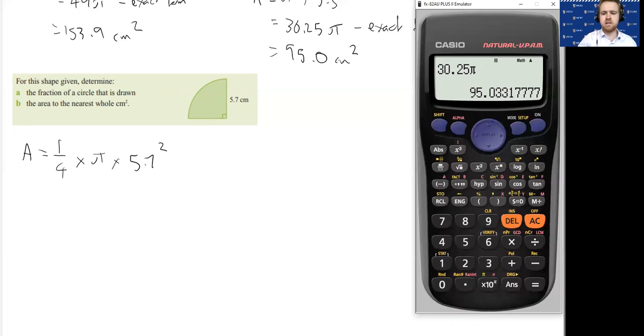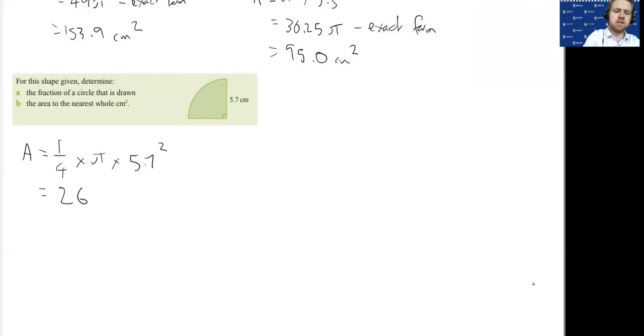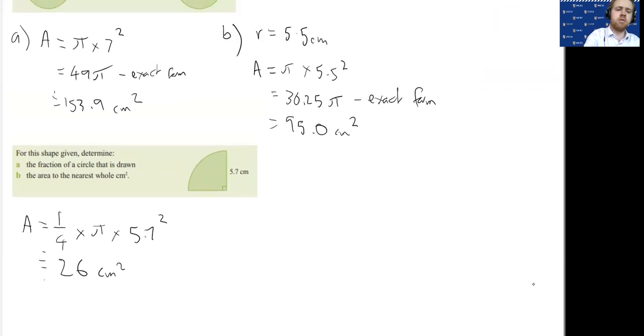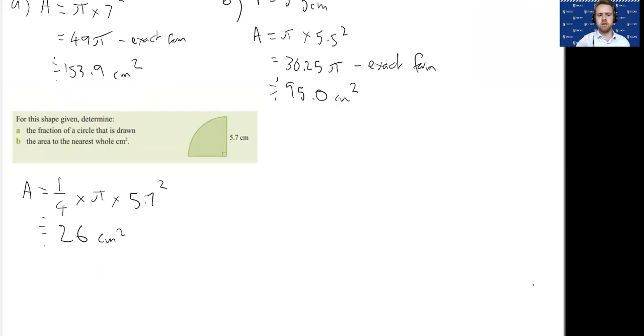Here it's asking for the nearest whole centimeter. So it's going to be 1/4 times pi times 5.7 squared, and we get our answer there. So it equals, to the nearest whole centimeter, we round up to 26, and that should be approximately 26 centimeters squared. These should all be approximately because we have rounded. You can do curly equals, or you can do equals with the dot above and below to get approximately.